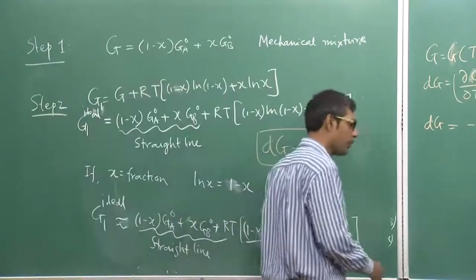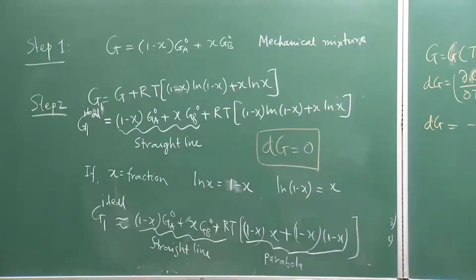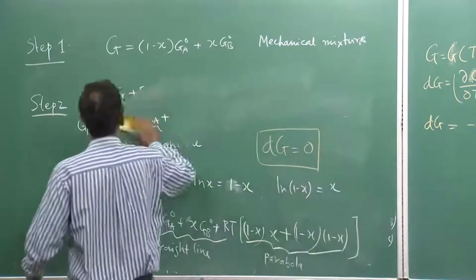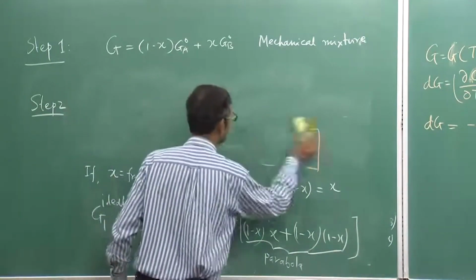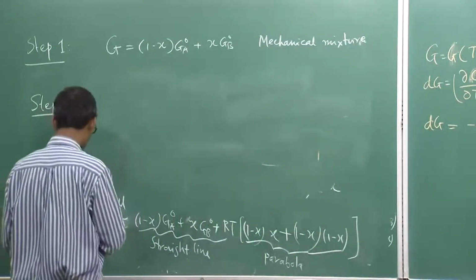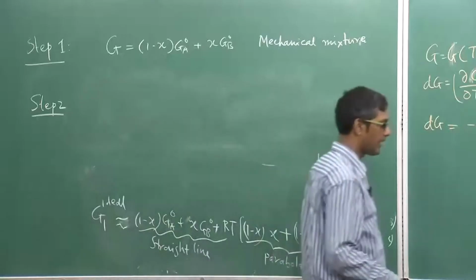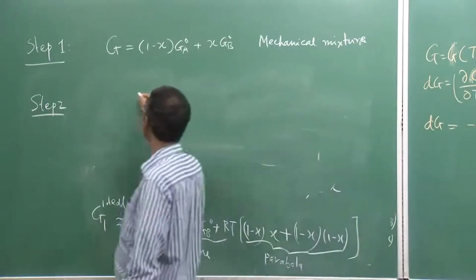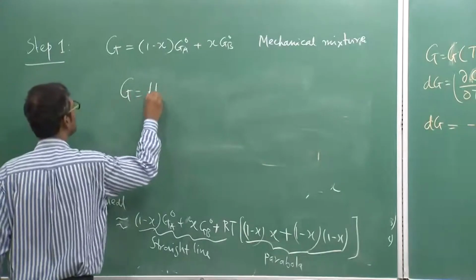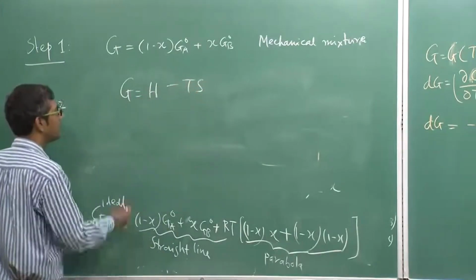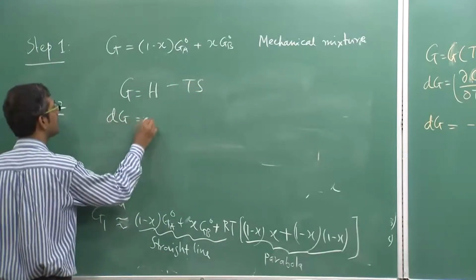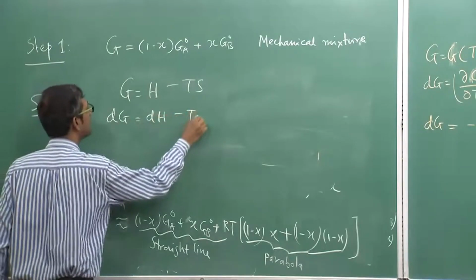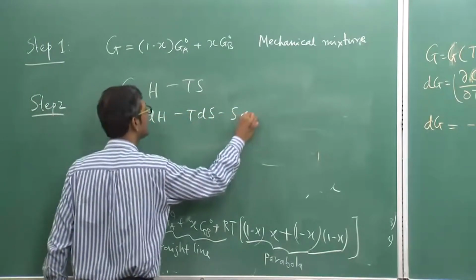Well, as I told you, you may have a problem in understanding these. How do I consider these parts? That is very easy to understand. Let me just explain to you. You will realize very soon how it is obtained. We know that G is fundamentally given by H minus TS. So the total differential is nothing but dH minus TdS minus SdT.